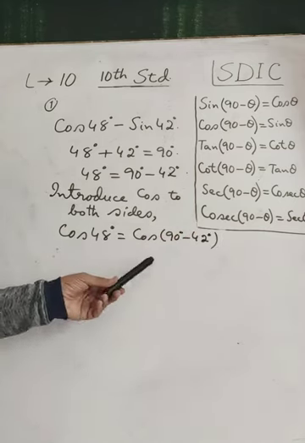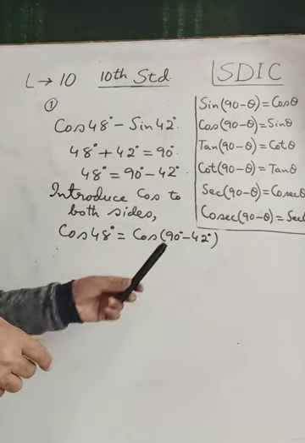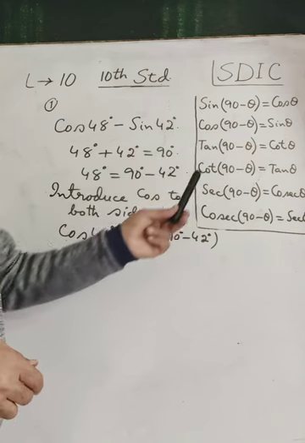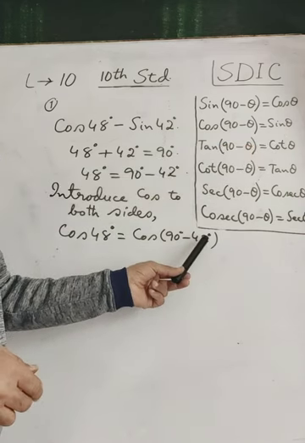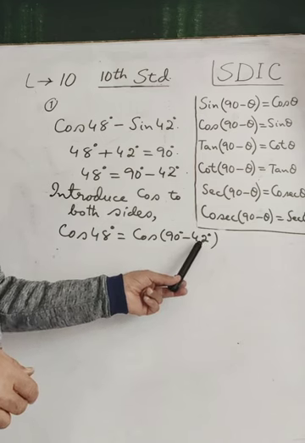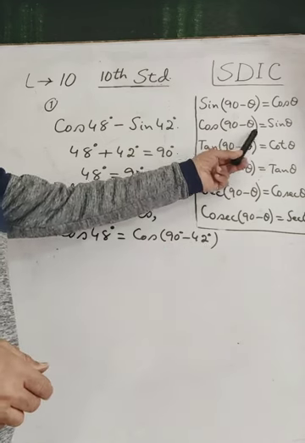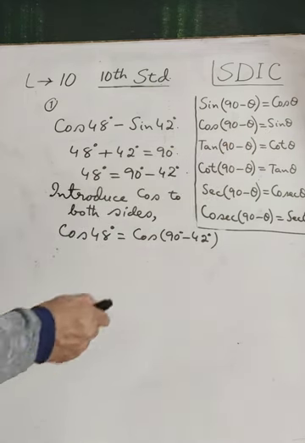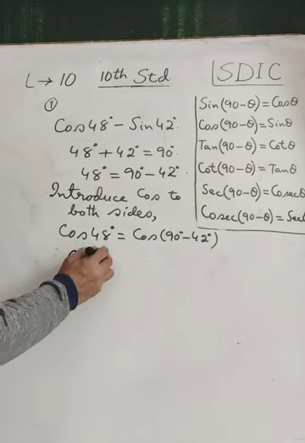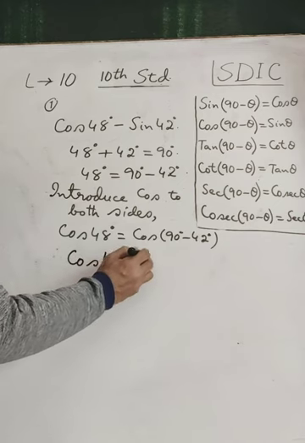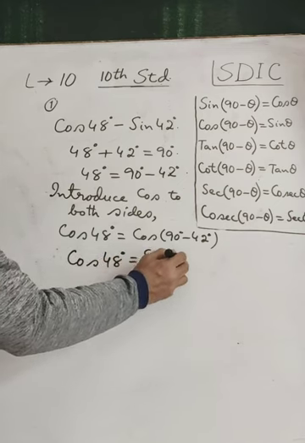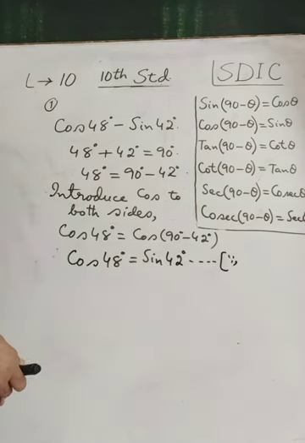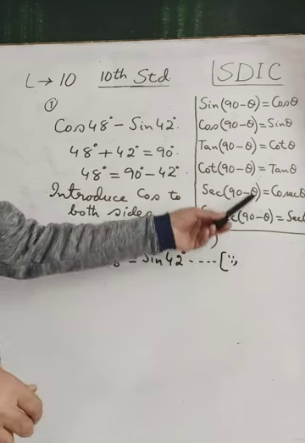And then use the relation from this table. Again it is cos 90 minus theta that you have to use, equal to sin theta. And this time in place of theta we have 42, which means you have to replace theta by 42. Cos 90 minus 42 is then sin 42. So we have cos 48 degrees is equal to sin 42 degrees. The reason will again be that relation, cos 90 minus theta is equal to sin theta.